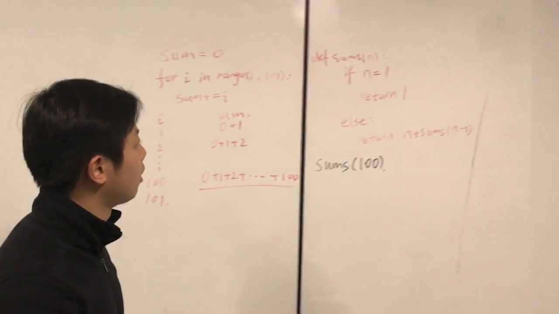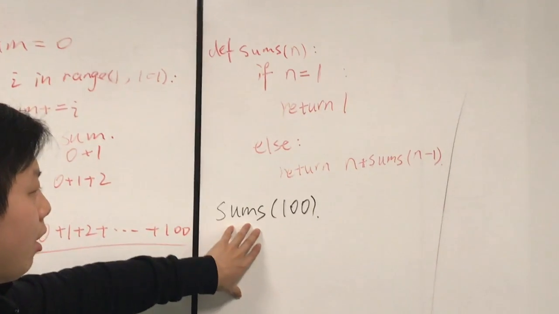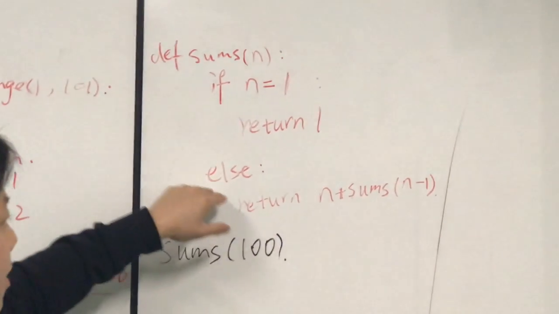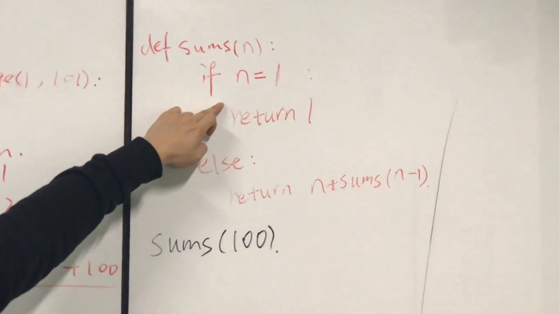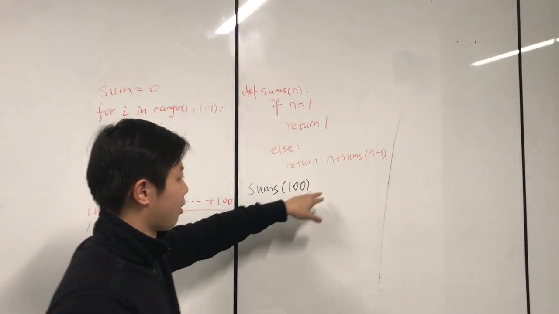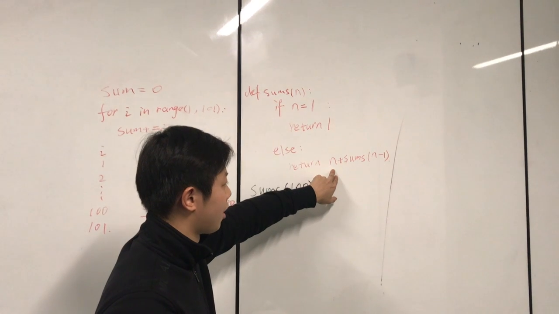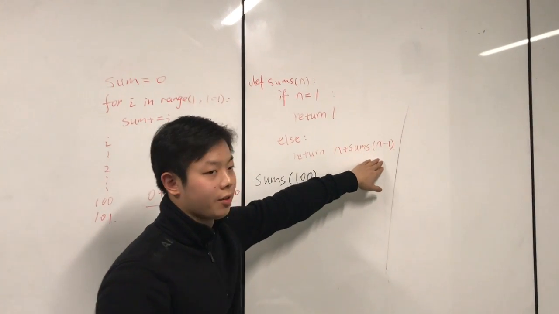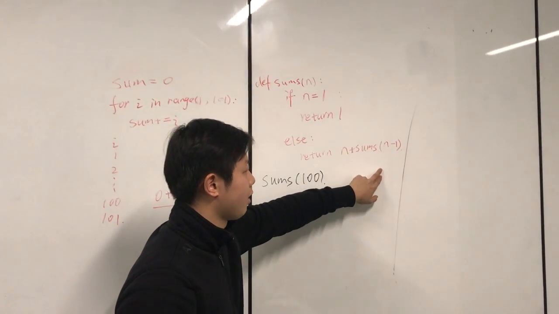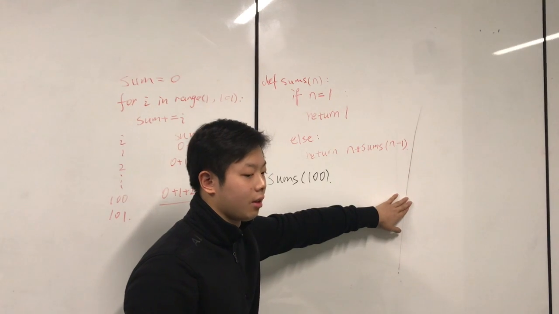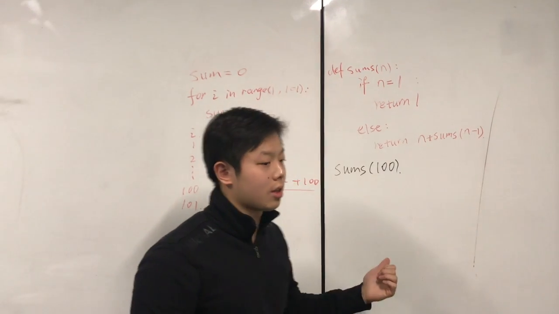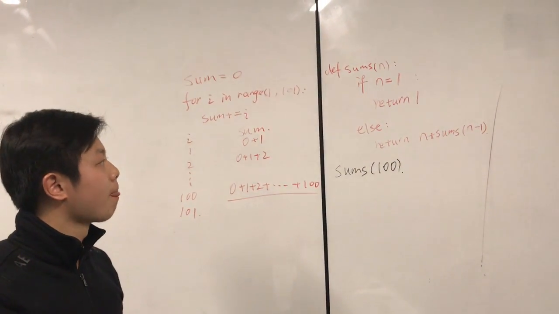For the recursion version, we start from 100. If n reaches 1, we return 1 for the function. So we start from n equals 100, and we add the sum of the previous 99. Then for this function, we start n from 99, and add the sum of the previous 98 numbers, until we reach n equals 1. In this case, we get our sum from 1 to 100.